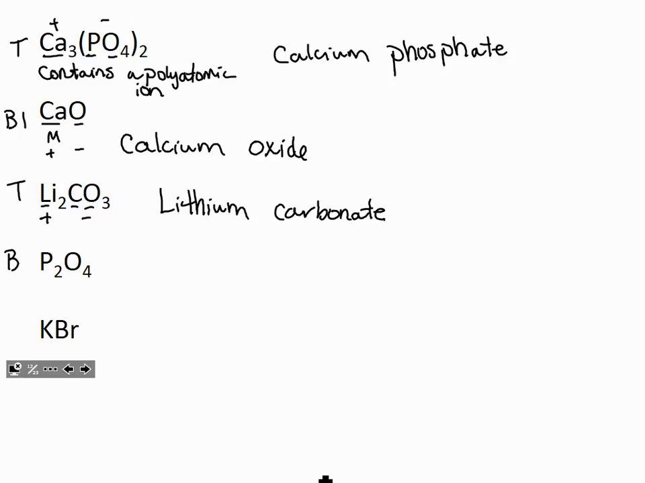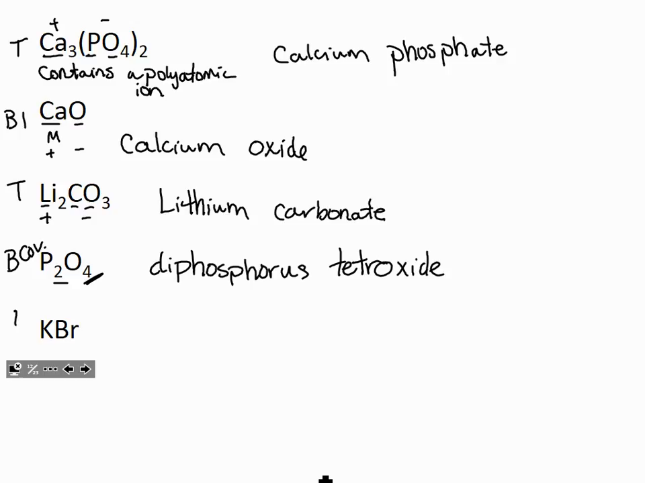P2O4 is binary, and it is covalently bonded. If it's covalent, prefixes, prefixes, prefixes. So the prefix for 2 is di. Don't change the name of the first element, so this is diphosphorus. The prefix for 4 is tetra. Oxygen becomes oxide. We do change that name. And that follows our rule that all binary compounds end in the suffix "ide."